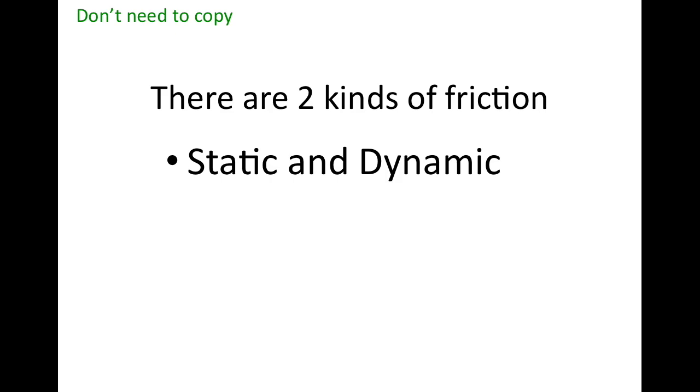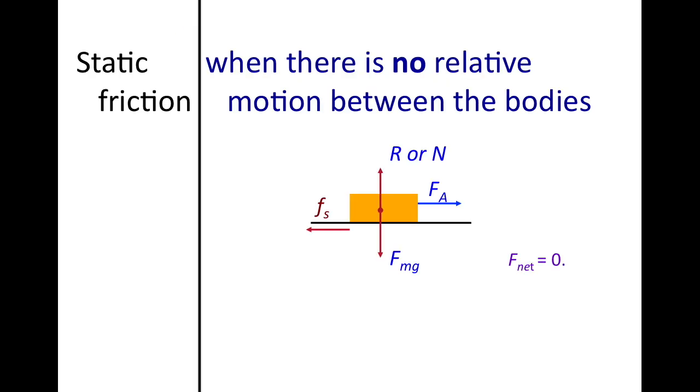There are two kinds of friction, static and dynamic. Static friction is when there is no relative motion between the bodies. If you are pushing a block and it does not move, this is static friction. So over here you see a free body diagram, a box which is being applied with some force. It also has static friction denoted as a little f sub s.